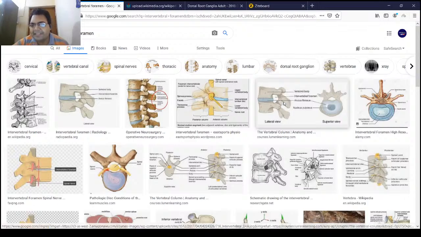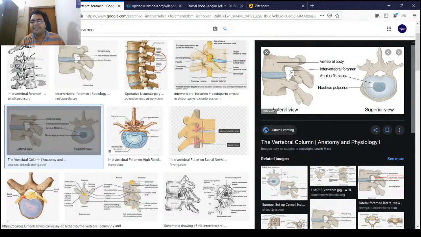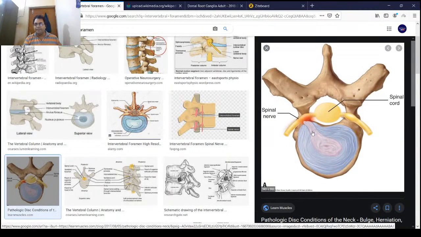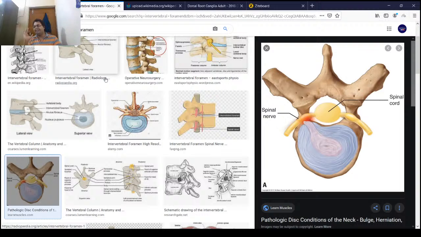So this is the intervertebral foramen. Foramen means an orifice or hole or opening through which the spinal nerve can come out. Spinal nerves come out in pairs like this, as you might have seen in the diagram. So there are 31 pairs of spinal nerves: 8 cervical, 12 thoracic, 5 lumbar, 5 sacral and 1 coccygeal.